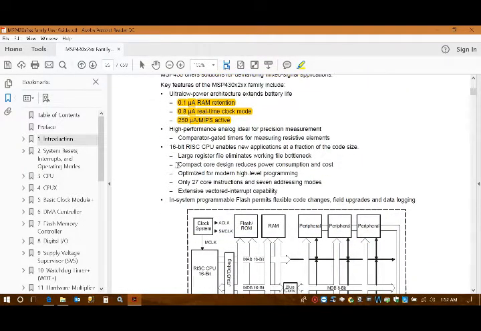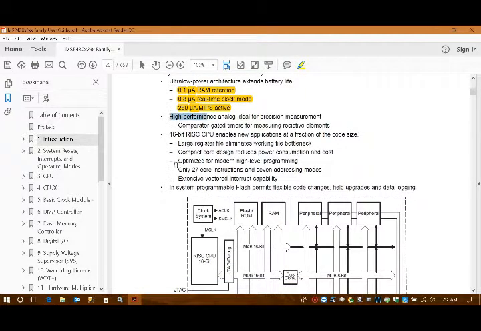You must remember, it is definitely a high performance analog, ideal for precision measurements, because you have a comparator and gated timers. As I told you, you have a comparator directly inside the processor, so it has high performance precision measurement. You can very precisely measure values, specifically for instrumentation uses, where you want to measure the error between the set point and the process variable. This is the device for you, so you can use it for those kinds of applications.